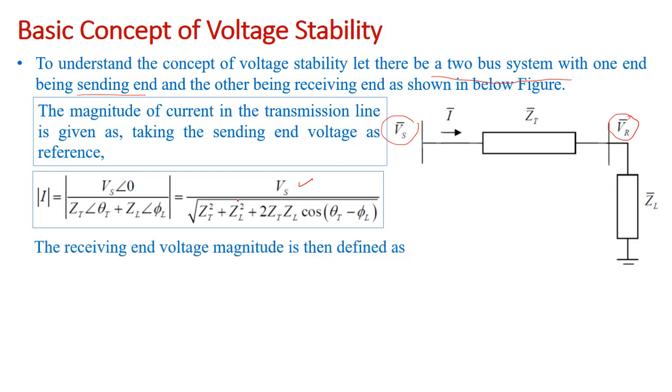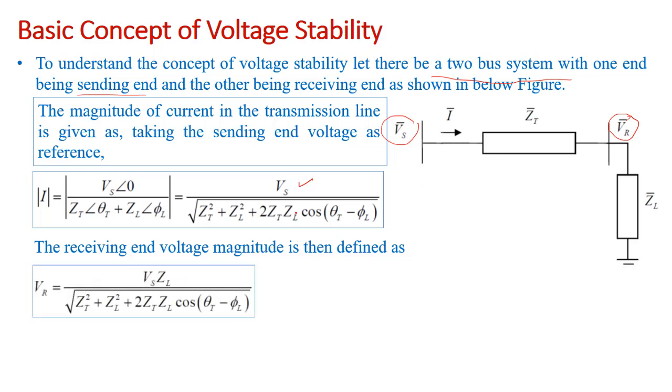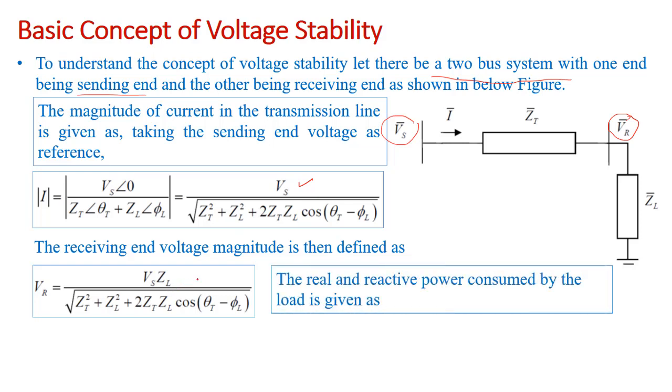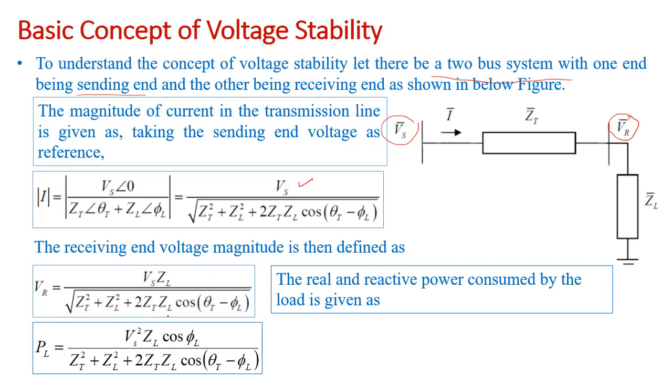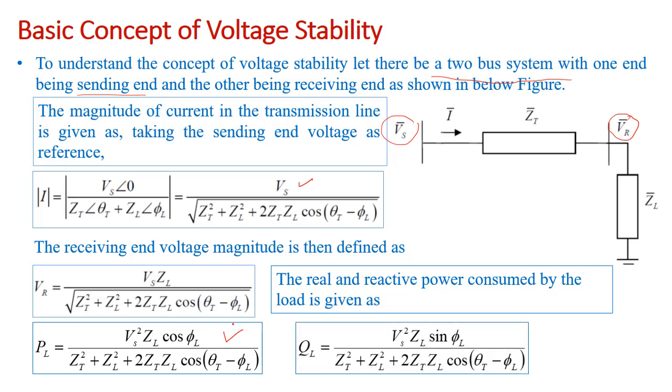So the receiving end voltage magnitude we can define as Vr equals the current into ZL, the magnitude of the load impedance. The real and reactive power consumed by the load can be given as follows. PL I can write as I square R, where I square is nothing but this current magnitude square, and R is ZL cos phi L. So I square R I can write in this format. And then QL is I square XL, that is I square ZL sin phi L.